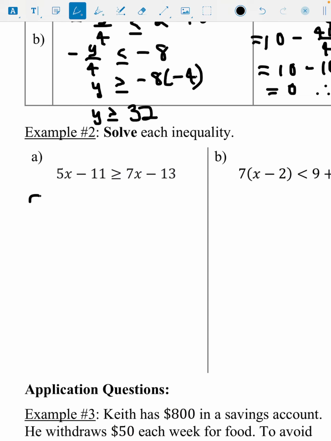So we already have 5x on the left side, so we don't have to do anything to it. And now we're moving positive 7x to the left side, so it should be minus 7x. It's greater or equal to, we can keep the negative 13, but now we're moving negative 11 to the right side, so that's going to be positive 11. So you should get negative 2x is greater than or equal to negative 2.